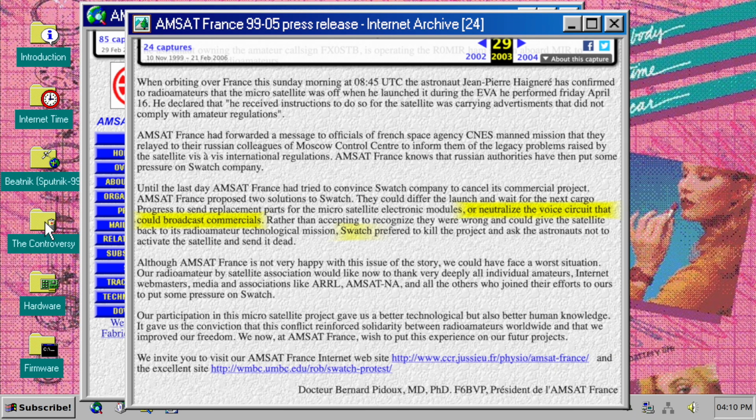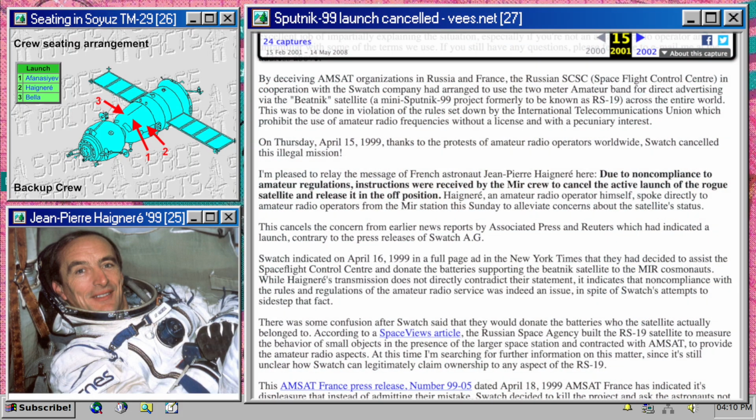Instead, they had the cosmonauts launch the satellite with its battery removed, turning the satellite into space junk on launch. The news was broadcast by French astronaut Jean-Pierre Haigneré. As an amateur radio operator himself, Haigneré was the one who actually deployed the satellite during a spacewalk outside the Mir space station.